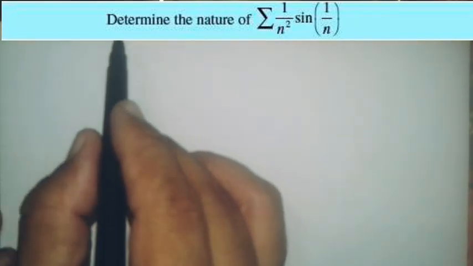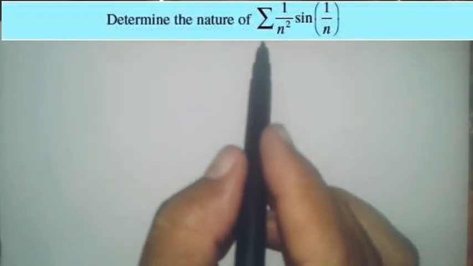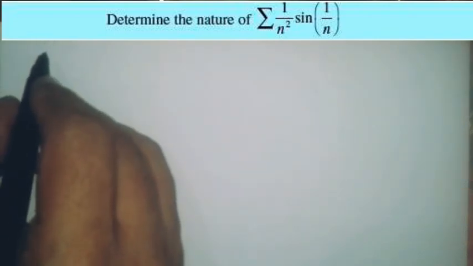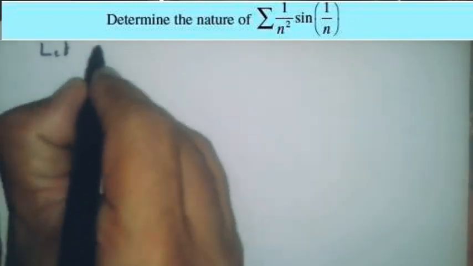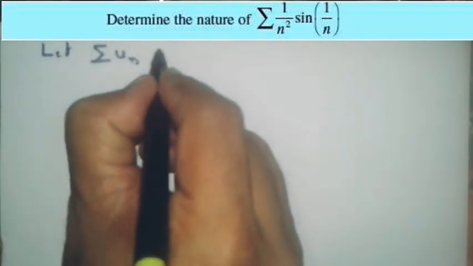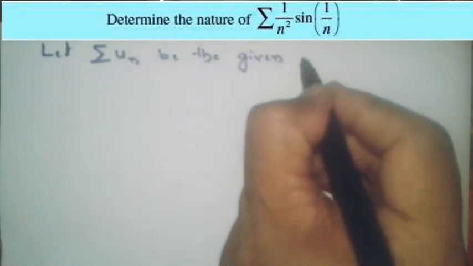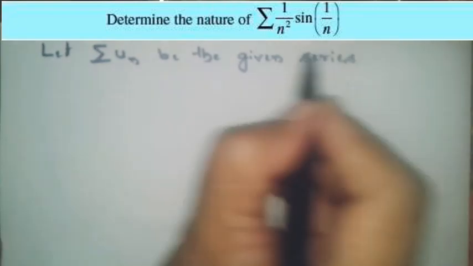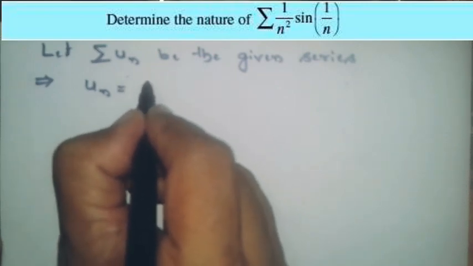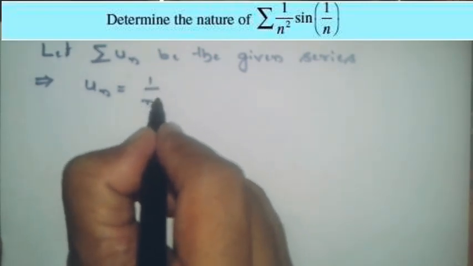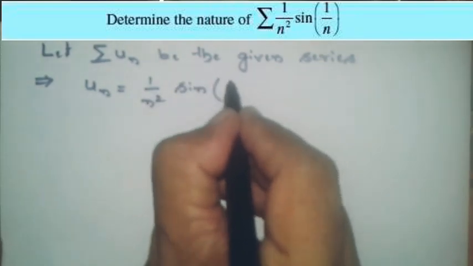Here it is asked to determine the nature of the series summation 1 by n square sine of 1 by n. So it is directly the nth term of the series that is available here. So let summation un be the given series. The given series has been considered as summation un, and directly it tells us that the un value, which is directly visible in the problem, is 1 by n square into sine of 1 by n.